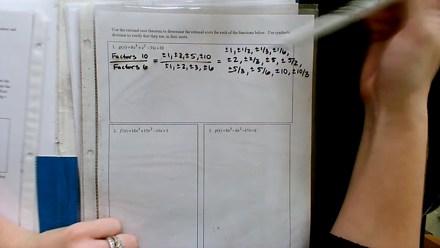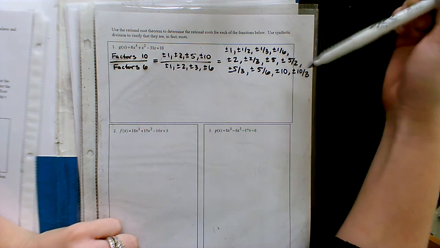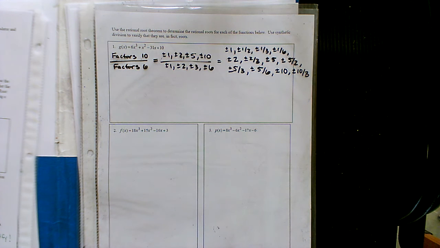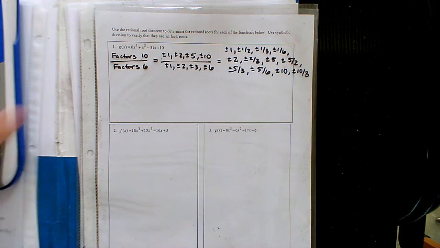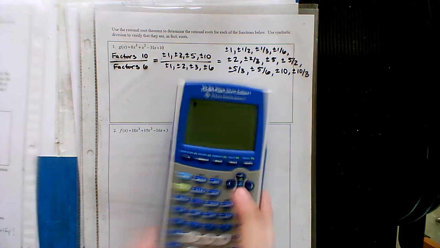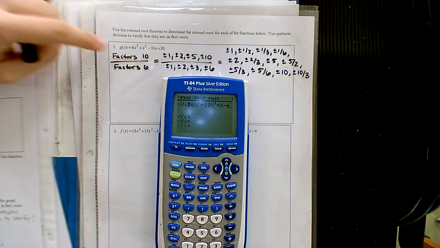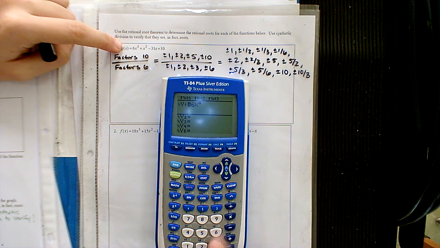So we have 1, 2, 3, 4, 5, 6, 7, 8, 9, 10, 11, 12 times 2, 24 possibilities. Okay, we are not going to do synthetic division 24 times. We're going to graph it and try to estimate which ones we should actually check and verify that they are the true x-intercepts. So on your calculator, we'll go ahead and type in the original function.